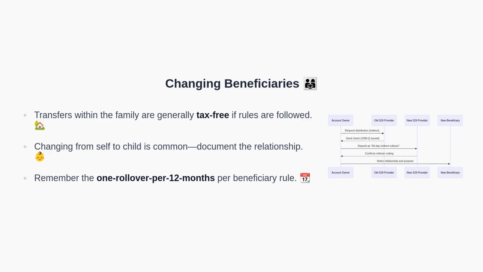Now let's address beneficiary changes. Moving funds between qualifying family members, such as from a parent to a child, is generally permitted and tax-free if you follow the rollover rules. When changing beneficiaries, document the family relationship and the purpose for the transfer. Also remember the one rollover per 12 months limitation that applies to the same beneficiary. Always verify current rules with your plan and a tax professional.